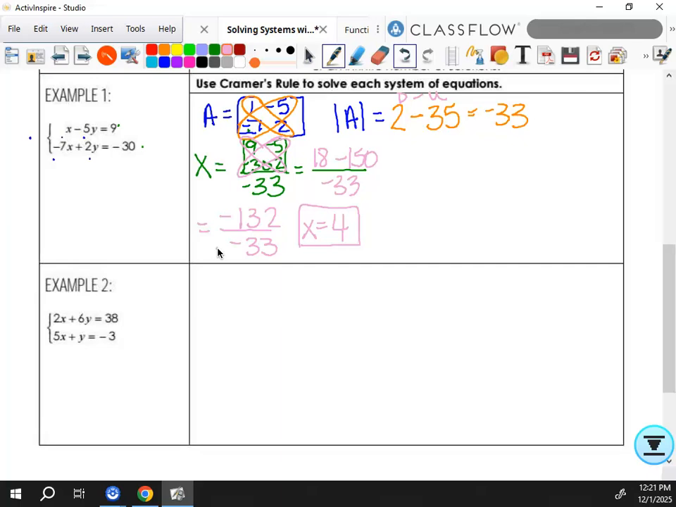Okay, so now we're going to find y. So when I find y, I know I'm going to divide by a negative 33. I'm looking for y. So remember, this is your x column and your y column. When you're looking for y, your x column stays the same. Your y column gets changed to the constants over here, which is 9 and negative 30.